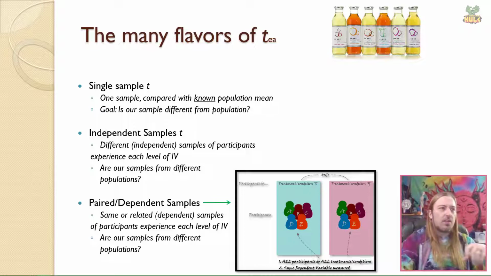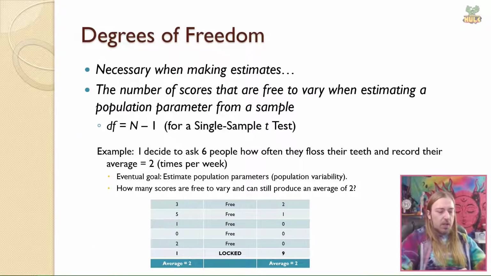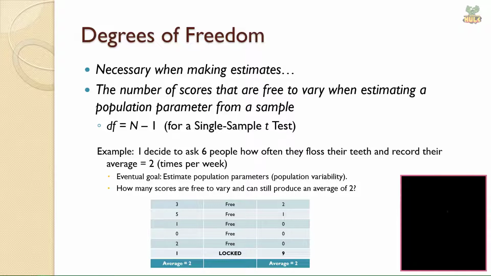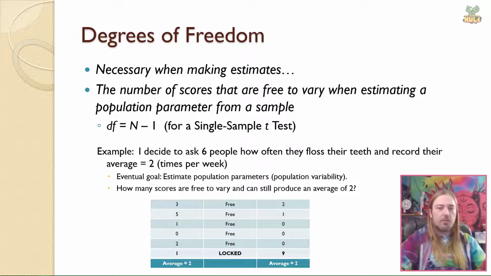So let's talk about this n-1. Why do we do it? Well, I've told you it's because we're trying to account for variability, right, and the difference in variability between samples and populations. But there's also something more to this value. It's referred to as degrees of freedom. And degrees of freedom are necessary whenever we make an estimate of something. So we're largely estimating mean values, right?